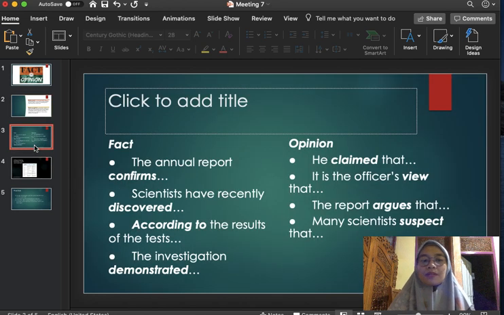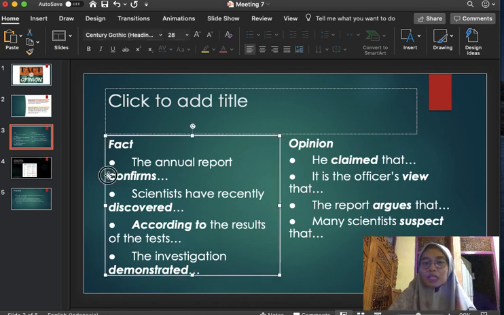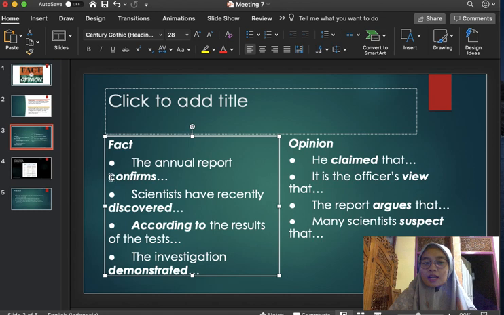Misalnya di sini ada beberapa contoh ya. So here the fact: the annual report confirms, misalnya, scientists have recently discovered, according to the results of the test, the investigation demonstrated. Here, di sini bisa kalian lihat penggunaan kata confirms atau discovered atau according to atau demonstrated.